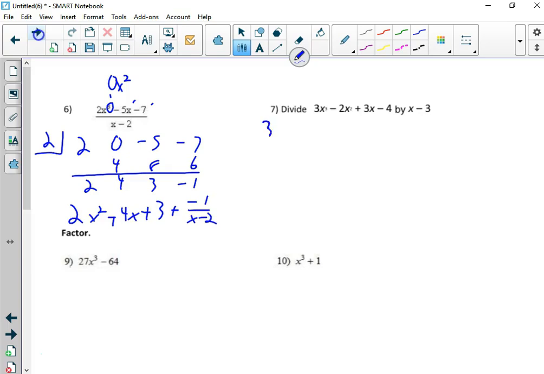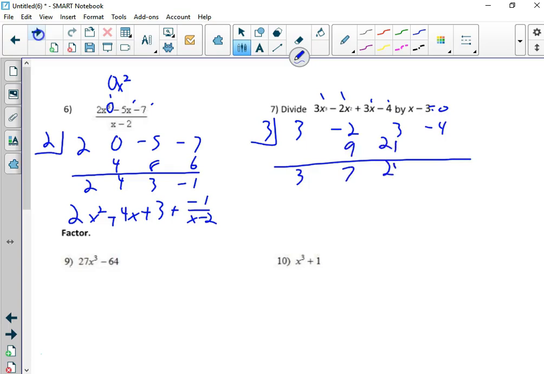All right, number 7. 3 goes in the box. Set that equal to 0. I have a 3, I have a 2, I have a 1, I have a constant. I'm good to go. 3, negative 2, 3, negative 4. Drop it down. 3 times 3 is 9. Add, multiply by 3, add, multiply by 3, add. I start off with a cubic, so I'm going to end up with a quadratic. 3x squared plus 7x plus my constant 24 plus the remainder of 68 over x minus 3.